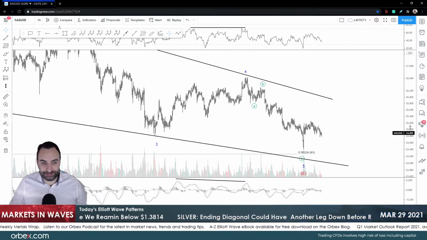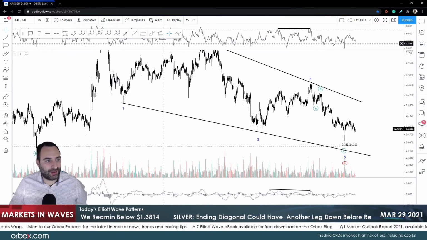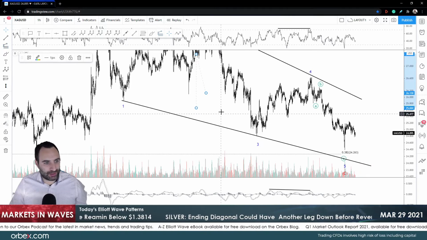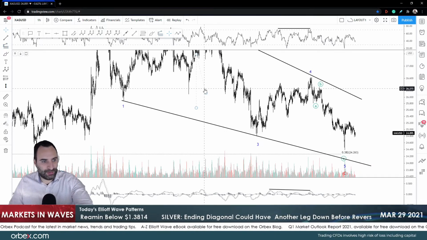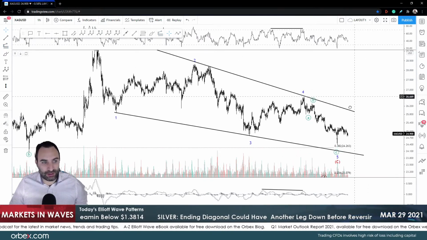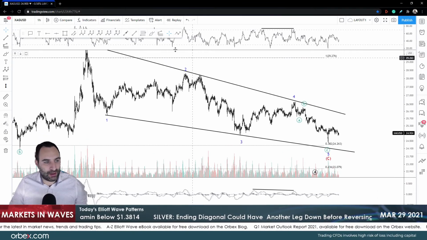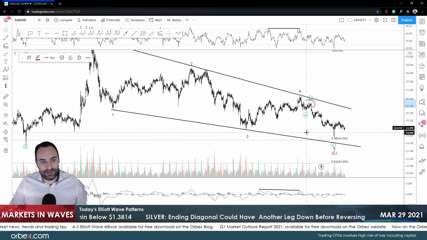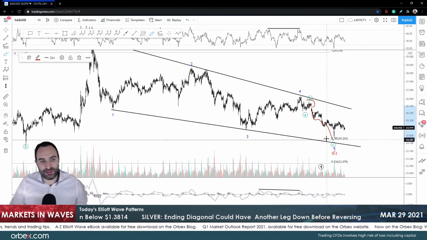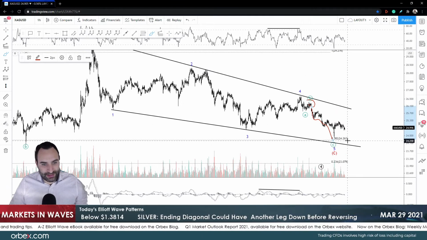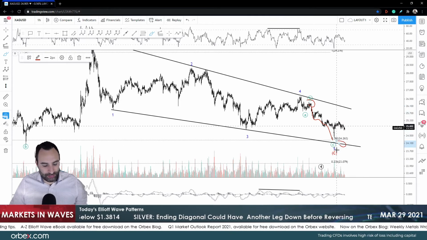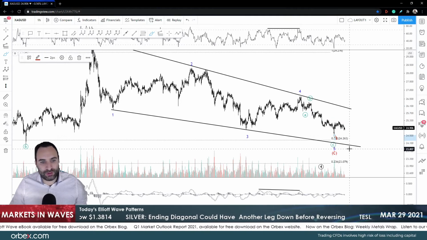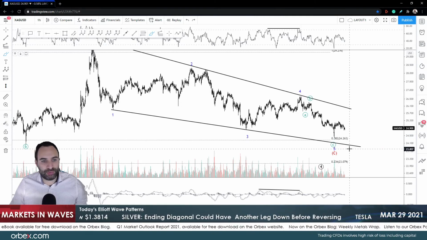Now, silver. Last week we talked about this potentially becoming, well, it looks like an ending diagonal, and we were looking at the last leg on the downside. We were up here, and now we moved lower, obviously. We didn't get to the bottom channel, but we got the 24.23 out, which is the 38.2 Fibonacci extension.